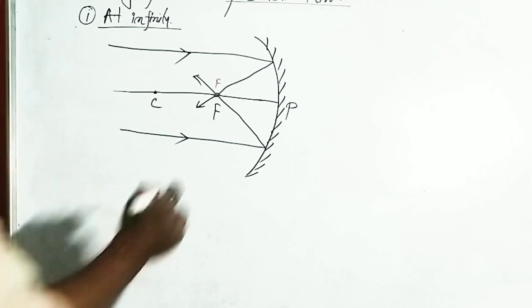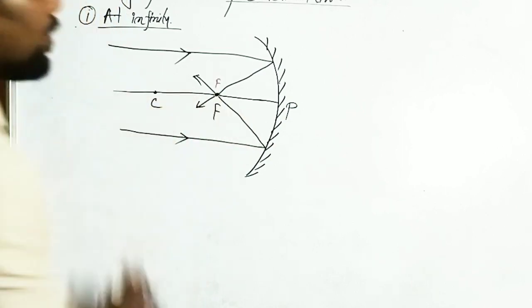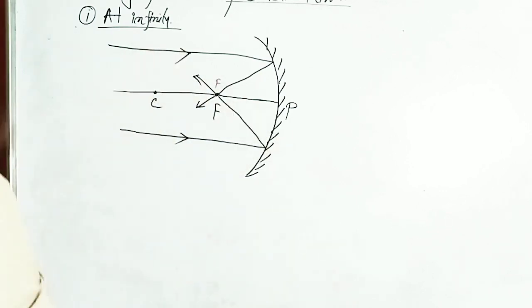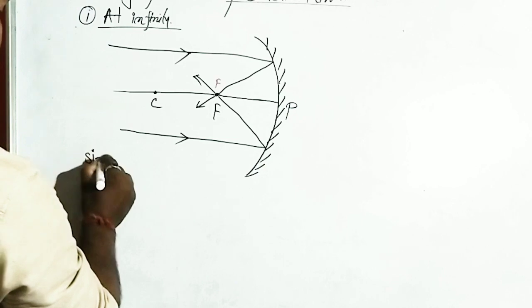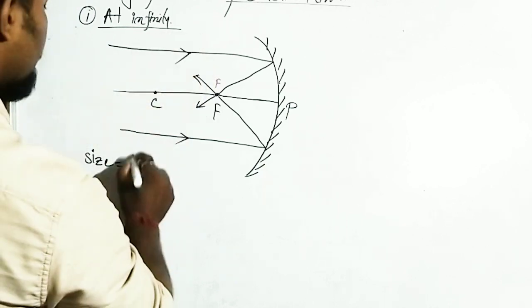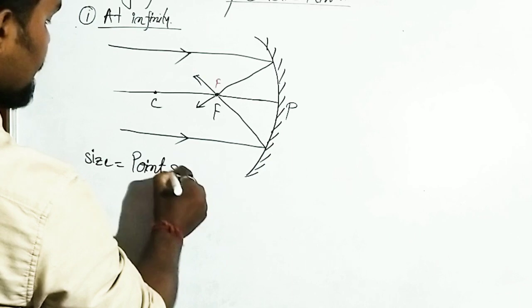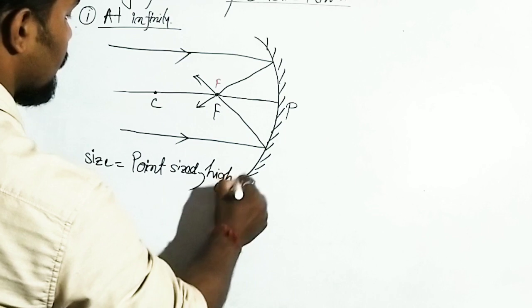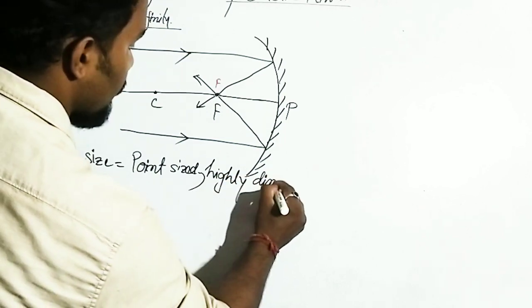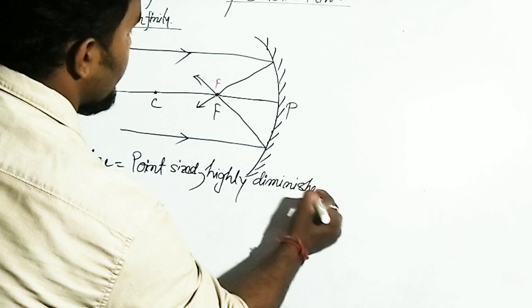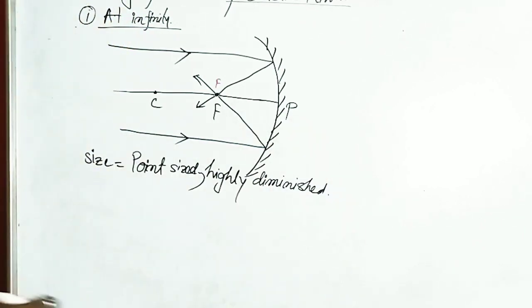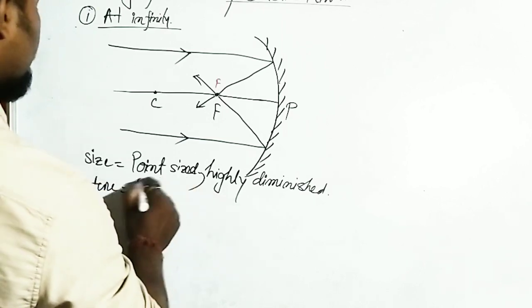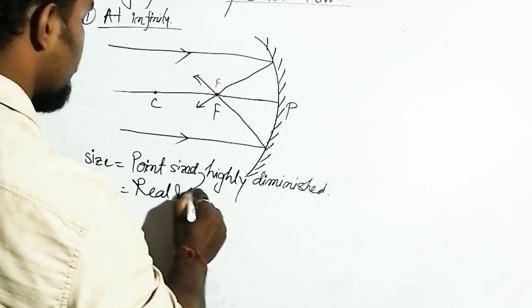But the size of the image will be what? Point size, because this is a point. So we can write from this figure that the size of the image will be point sized, or you can say highly diminished. Now the nature of the image: real and inverted.